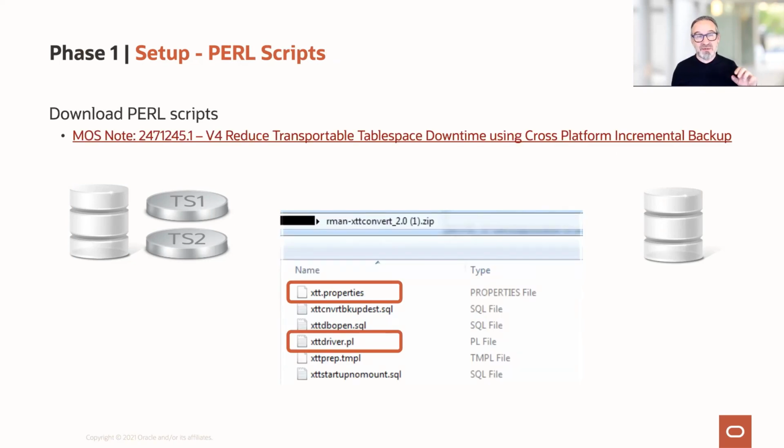The Perl scripts can be downloaded via this My Oracle Support note. They're called V4 for version 4, because these Perl scripts have seen some incarnations. And when you unzip the zip file, the 2 important files are marked in red here: the xtt.properties, which is a text file, and the driver.pl, which is the Perl driving script, which allows us to back up and restore and convert and merge and everything.